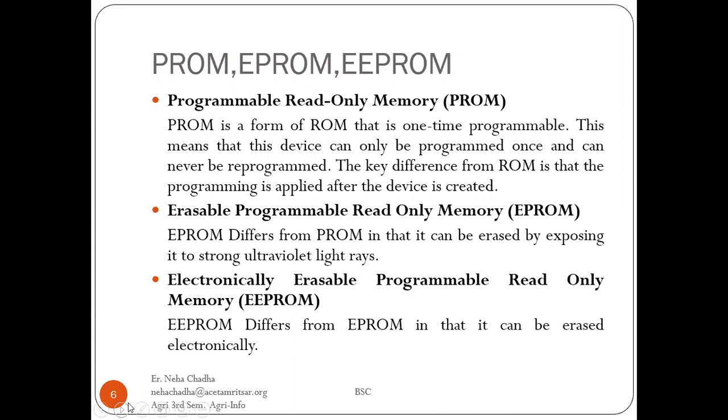You have to keep in mind what the key differences among all of them are. First is PROM. Once it has been written, we cannot erase it. EPROM, as the word erasable says, we can erase the content by using UV lights. Electronically erasable means we can erase the content by using some electronic techniques.